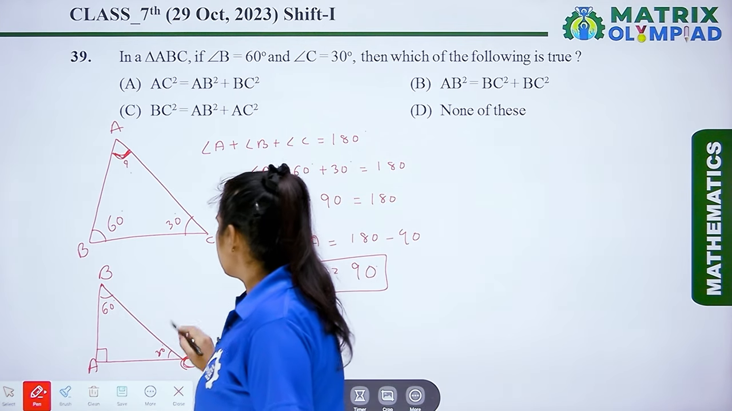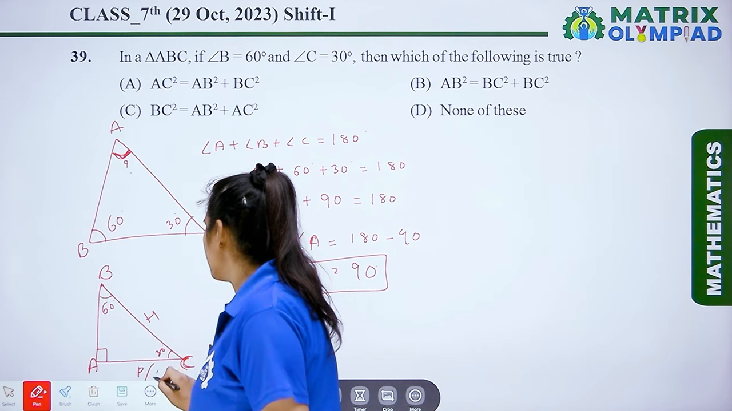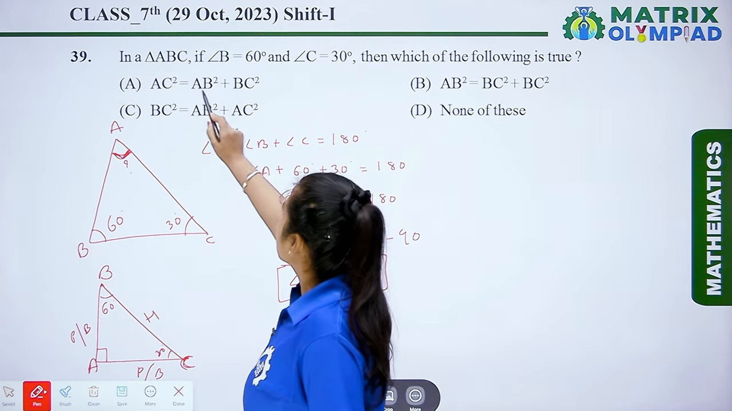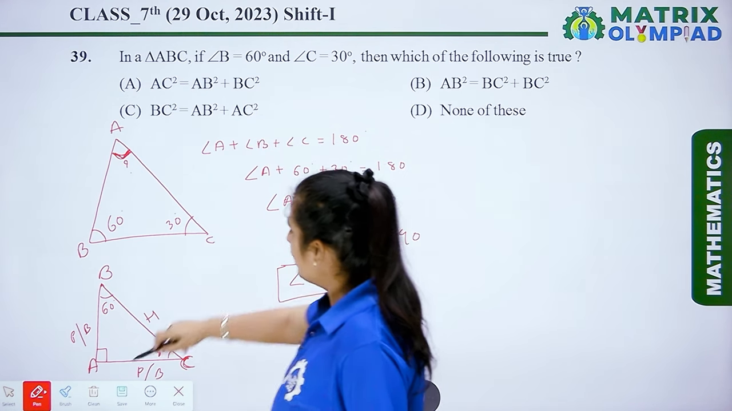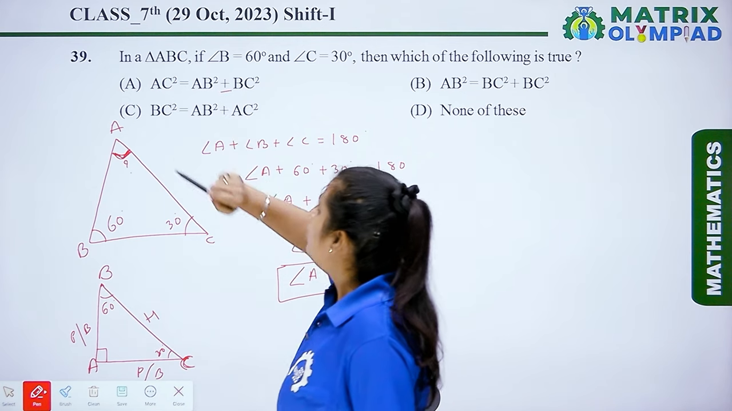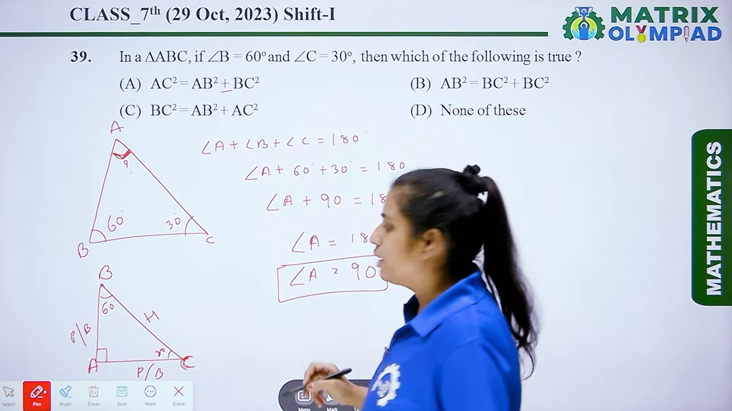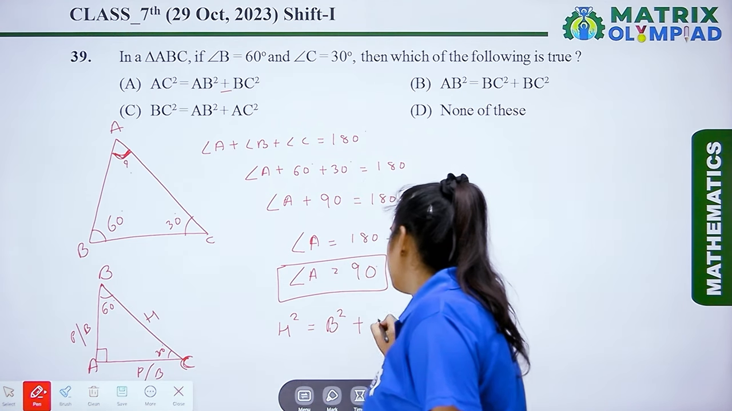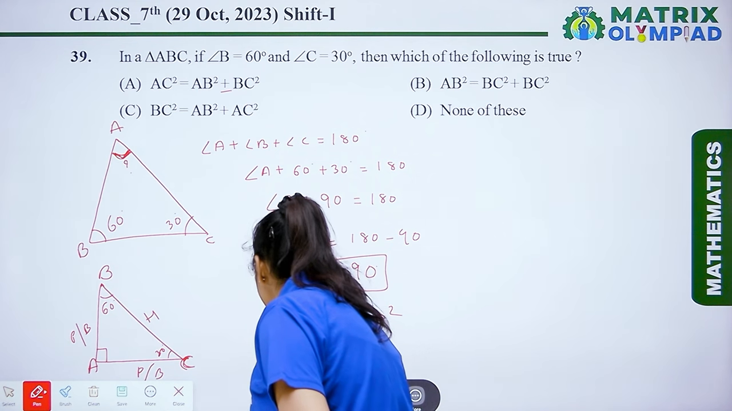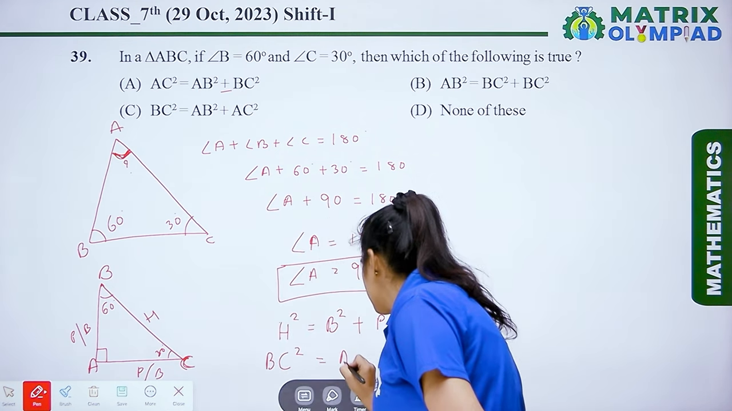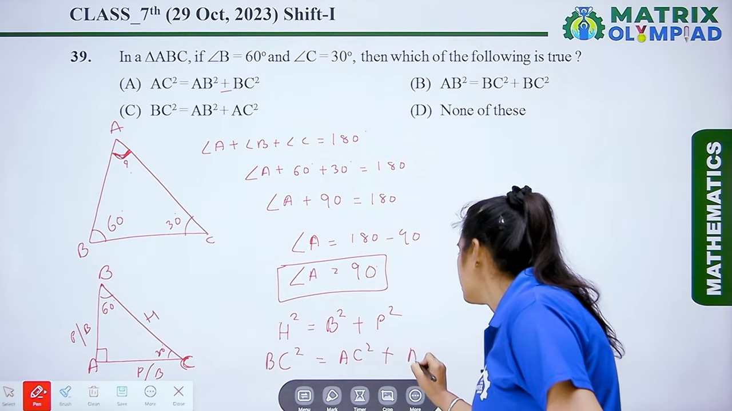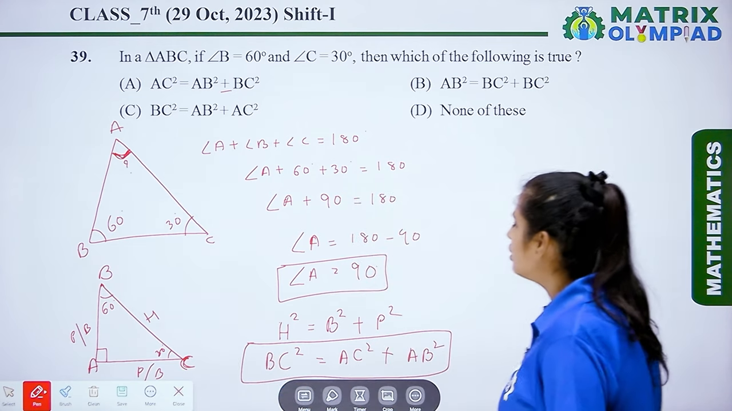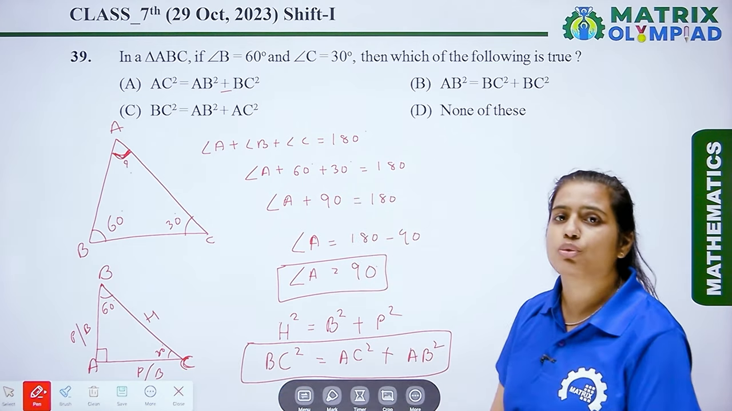So, here we can see that BC is your hypotenuse, AC is perpendicular, or you can say that base, AB, you can say perpendicular or base, anything. Now, here AC square is equal to AB square plus BC square. Here AC square, and this is in the positive form. So, this formula is not applicable because according to the Pythagoras theorem, hypotenuse square is equal to base square plus perpendicular square. So, here hypotenuse is BC square, base you can take AC square plus perpendicular you can take AB square. So, this is the correct representation according to Pythagoras theorem.